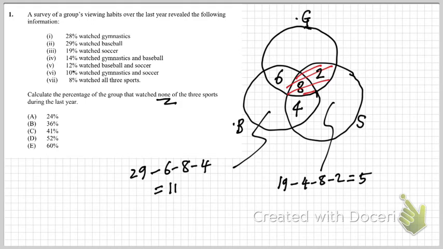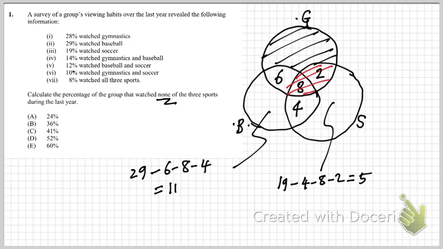Now, I can try to find what this area is, but I don't need to. Because all I want to know is the percentage of the group that watched none of the 3 sports. So whatever doesn't fall within these 3 circles. So how do I do that?